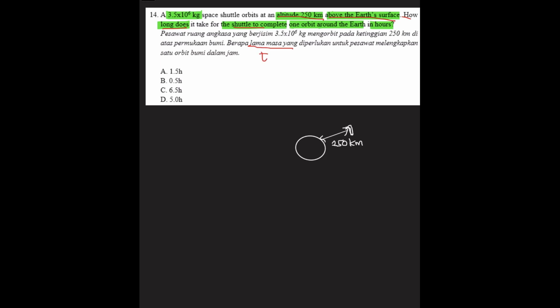So we are going to find T for the shuttle to complete one orbit. Okay, masa untuk satu putaran lengkap also equal to period, isn't it? Okay, so here we will use the concept of period in satellite motion. So tengok dalam list of equation, period for satellite motion, the equation will be equal to T equal to 2 pi square root R cube over GM, isn't it?